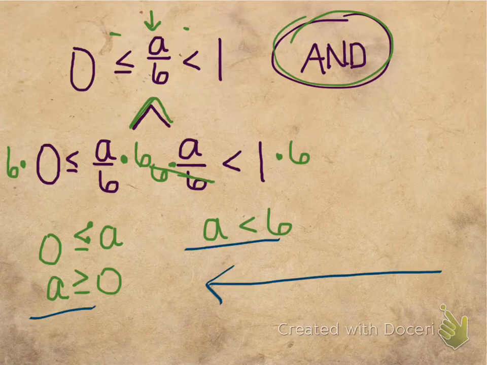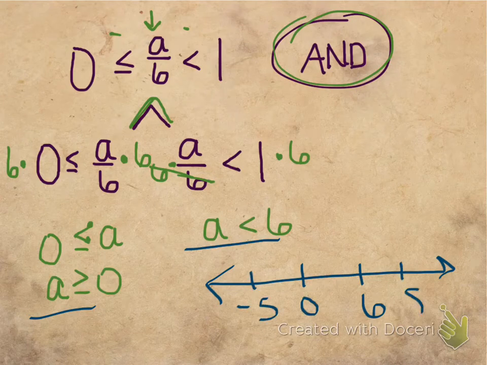So I'm going to draw my number line. I'm going to want to put both of my numbers on my number line. So I'm going to want a 6 and I'm going to want a 0. I'm going to want something that's smaller and something that's bigger. And you may want to put something in the middle. It doesn't really matter.